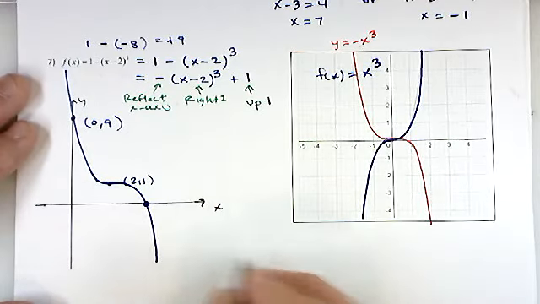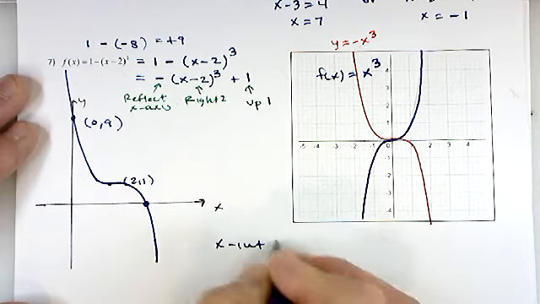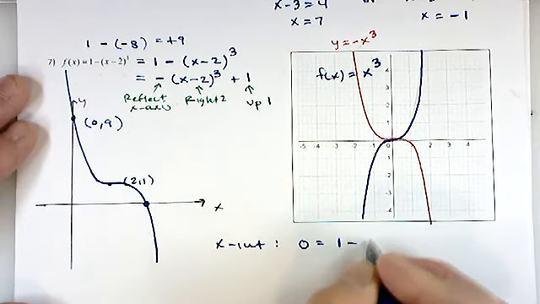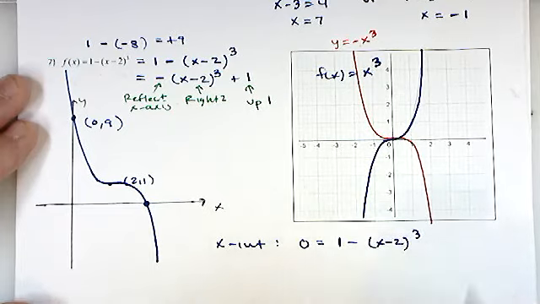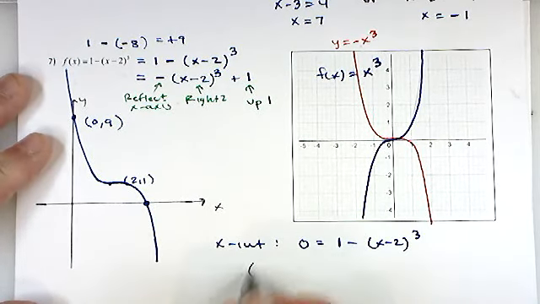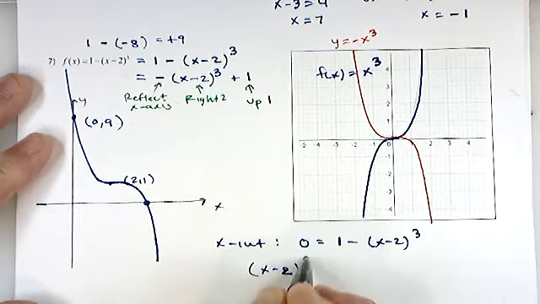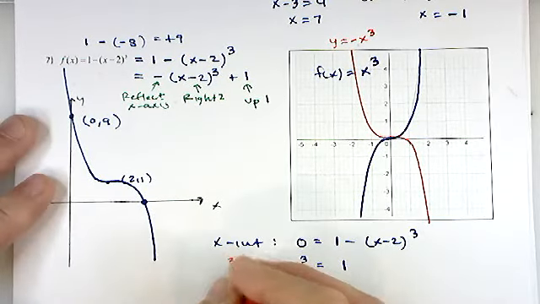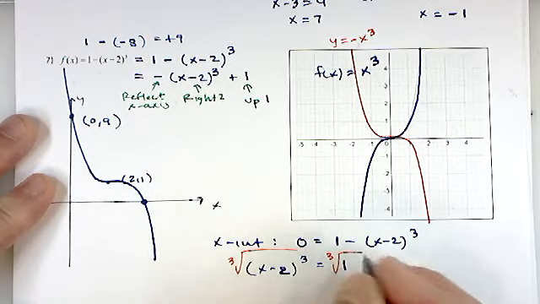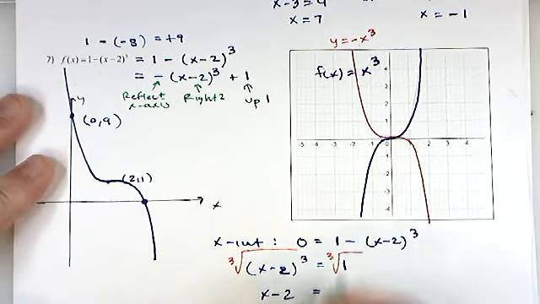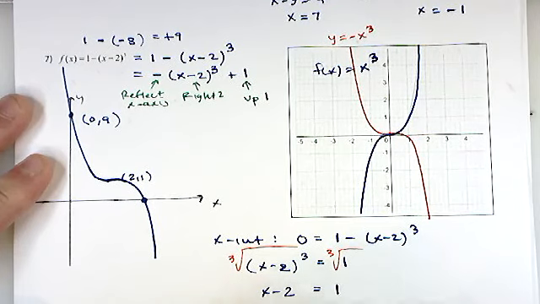X-intercepts, though, usually require a little more work, so probably want to do that work. I'll do that over here. That's setting your function equal to 0. To solve this, I can move this x minus 2 cubed over to the left side. To undo a cube, I can take the cube root of both sides. And fortunately, the cube root of 1 is still 1, so I get an x-intercept of 3.